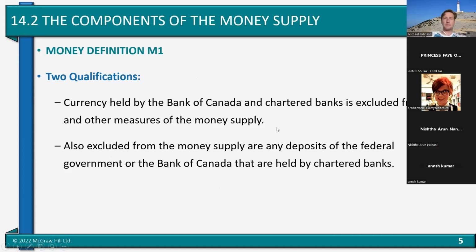And then two qualifications. So currency held by the Bank of Canada and charter banks is excluded from M1 and other measures of the money supply. Also excluded from the money supply are any deposits of the federal government or the Bank of Canada that are held by charter banks.